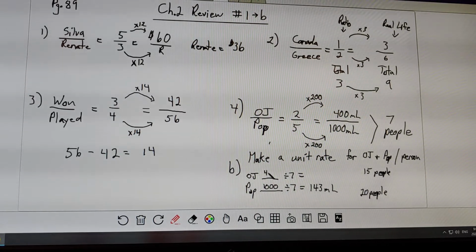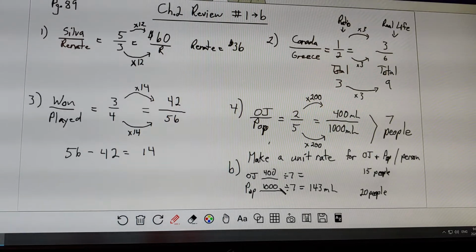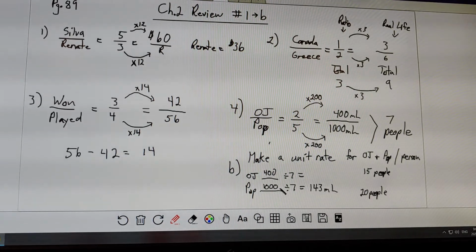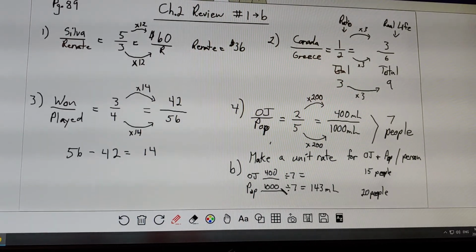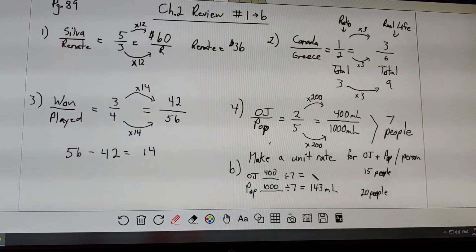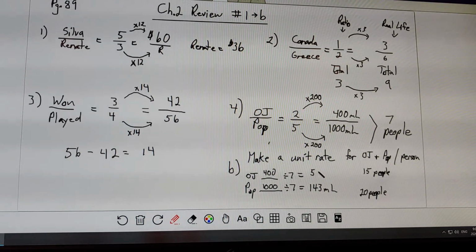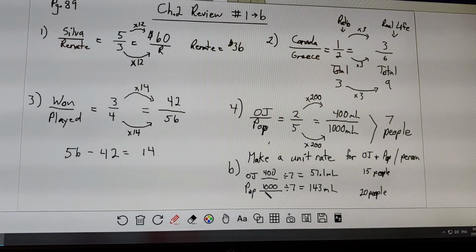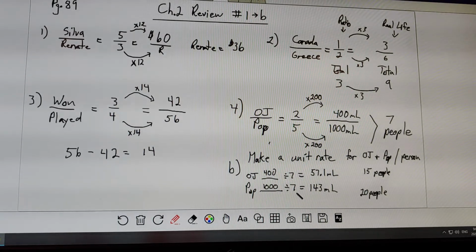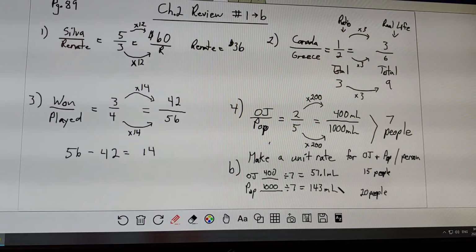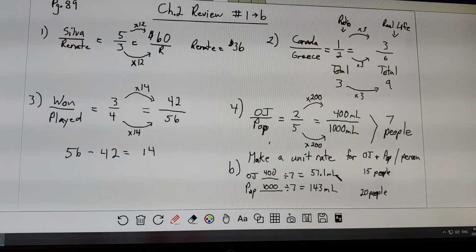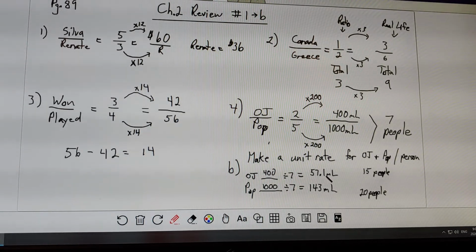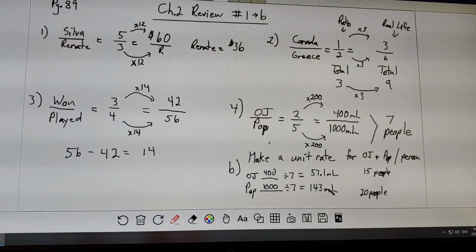So we just found out that we need 400 milliliters of OJ, and we're going to break that into 7 equal pieces so that I know how much OJ to make for 1 person. So 400 divided by 7 gives me 57.1 milliliters. I went and did this ahead of time, because we already knew that we had 1,000 milliliters of pop, divided that into 7 equal pieces, I get 143 milliliters. So that's my recipe per person. That much for orange juice, that much for pop for 1 person.